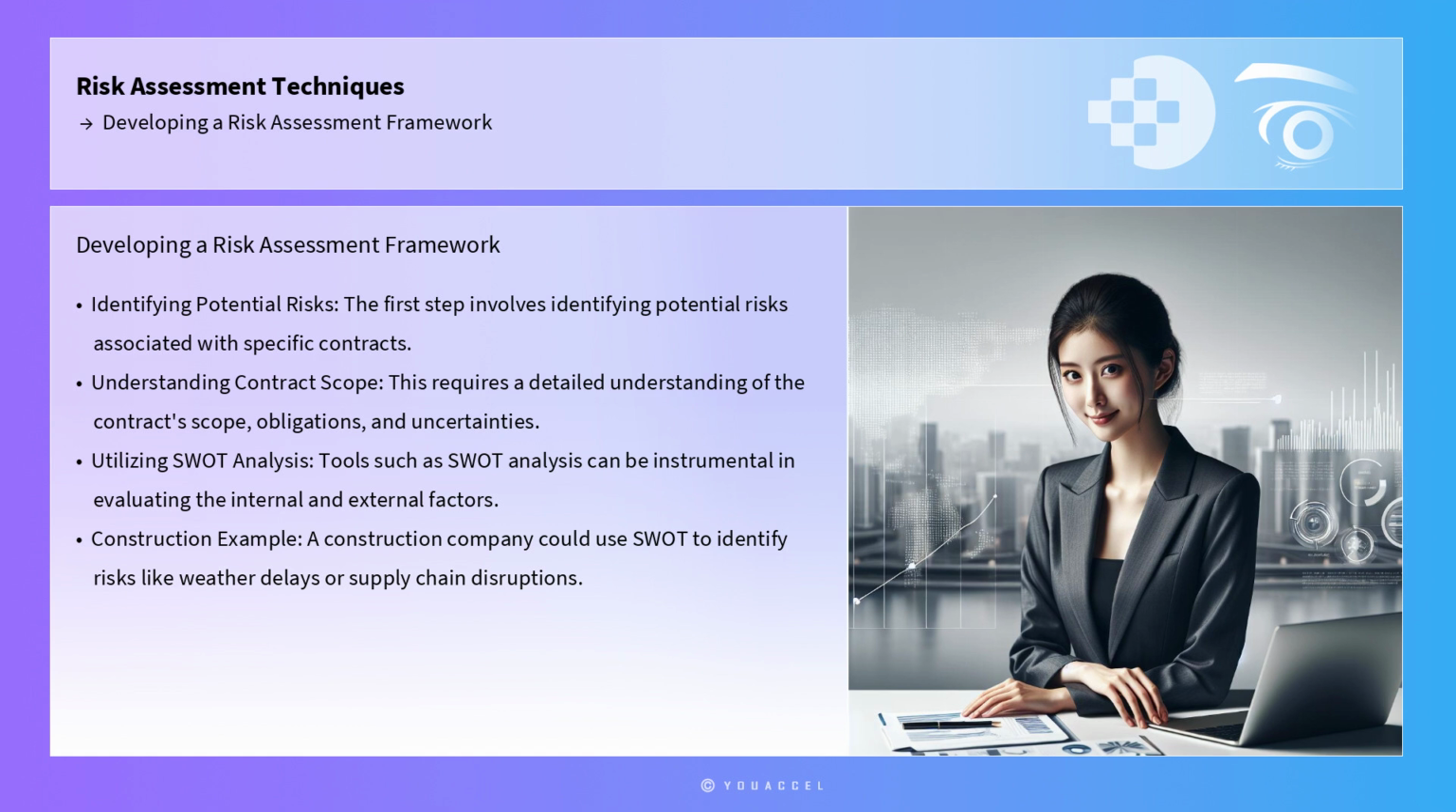The first step in developing a risk assessment framework involves identifying potential risks associated with specific contracts. This requires a detailed understanding of the contract's scope, obligations, and the potential uncertainties that could arise during its execution. Tools such as SWOT analysis can be instrumental in this phase. SWOT analysis helps in systematically evaluating the internal and external factors that could influence the contract's success. For instance, a construction company could use SWOT analysis to identify potential risks like weather delays or supply chain disruptions that might affect project timelines.